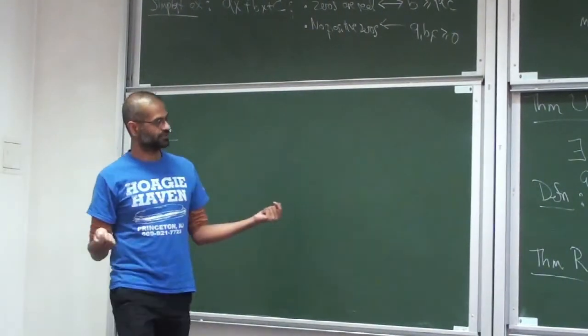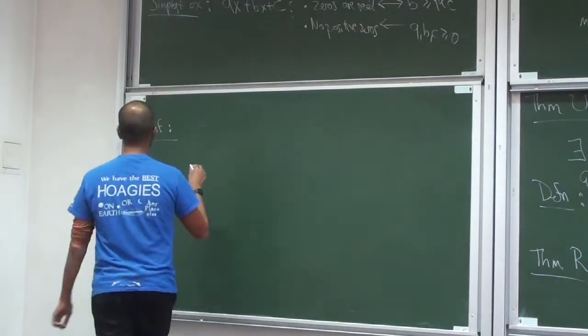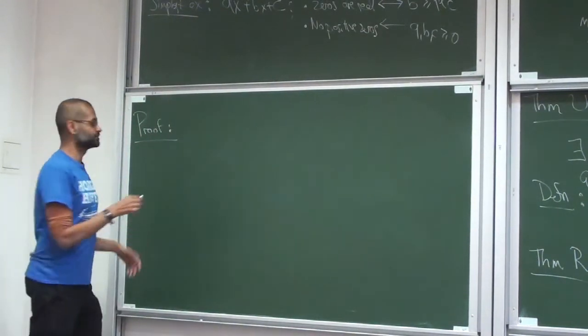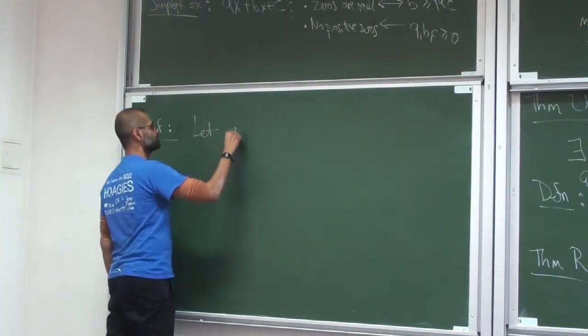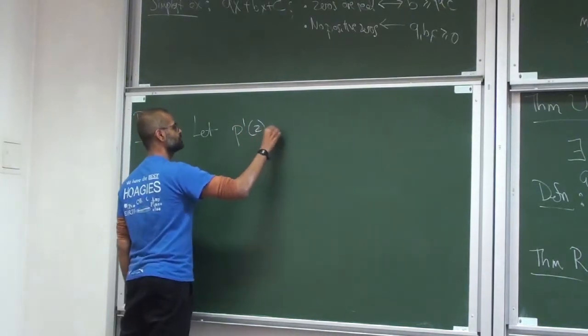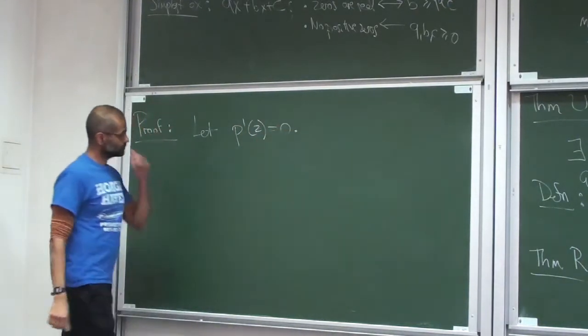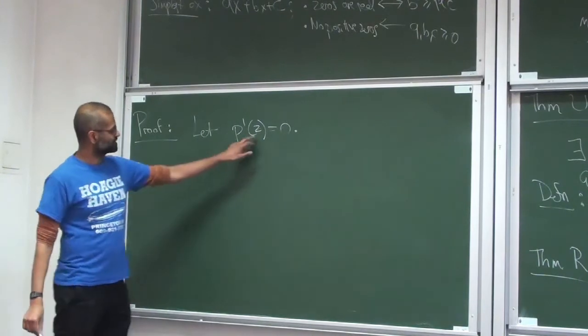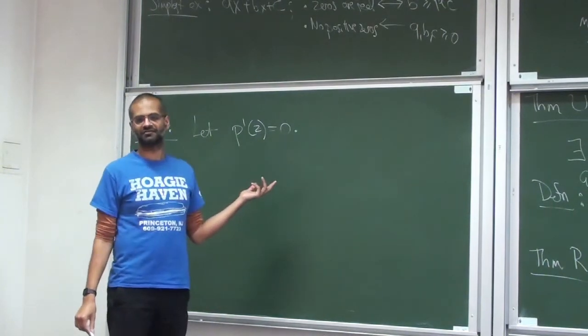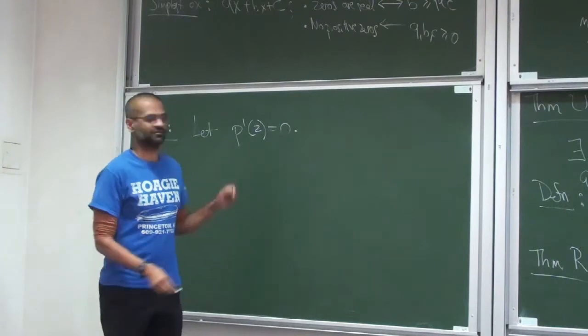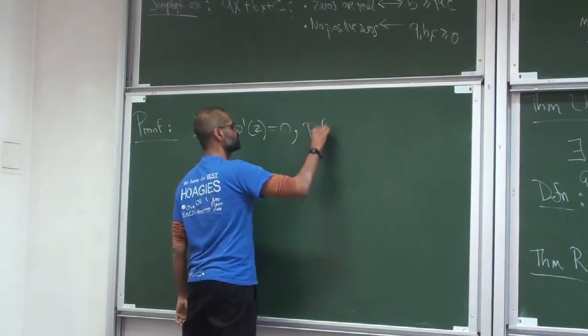So there's p and then there's p prime. I want to show something about the zeros of p prime. So let z be a zero of p prime. Now if z is already a zero of p, then it's obviously already in the convex hull. So let's assume it's not a zero.